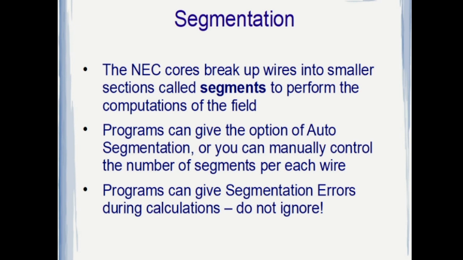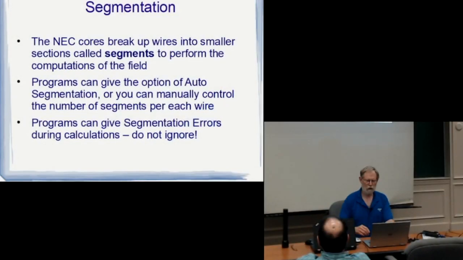And that way, all the complicated math that's going on under the hood doesn't have to worry about how different the current is in that segment. So we basically break up the wires or conductors in an antenna into segments. And the goal there is to make them such that the current is essentially the same across the segment. Some programs will give you the option of auto segmentation, or you can manually control the number of segments in each wire. And the question I got was, how many is the right number?